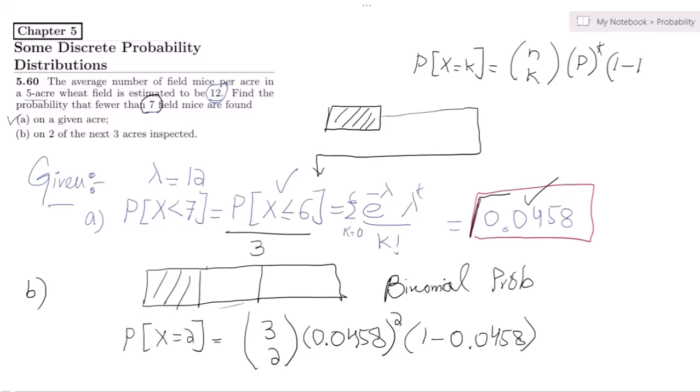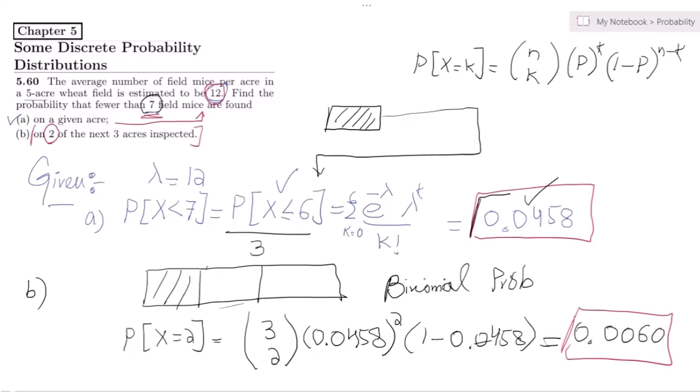So in this question you have seen where to use what. In part A we have this average number of mice, and from it we found the probability that fewer than 7 field mice are found in a given acre. Once we had this probability, we had to find, in the next 3 acres, the probability that 2 of them fulfil this condition. We have the condition for only 1 acre, so if 2 are found, we have to use binomial probability.